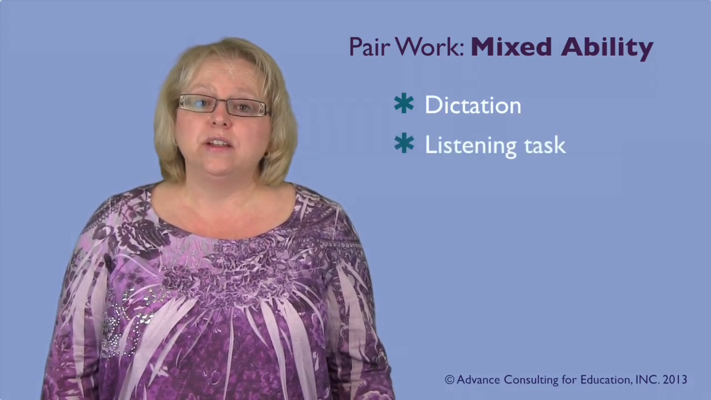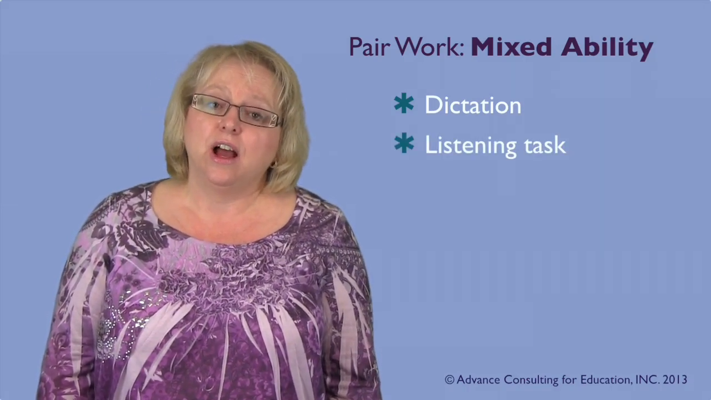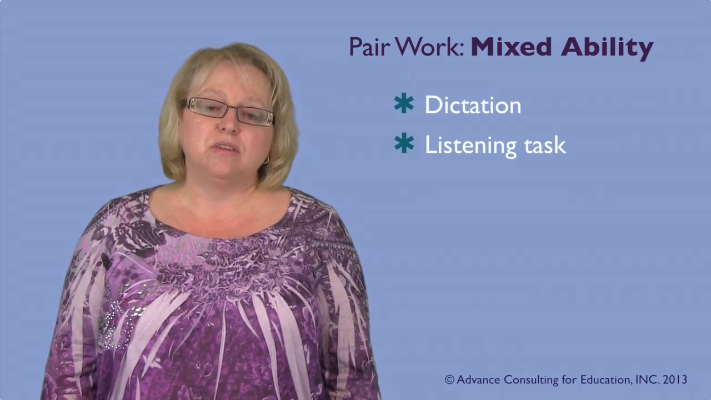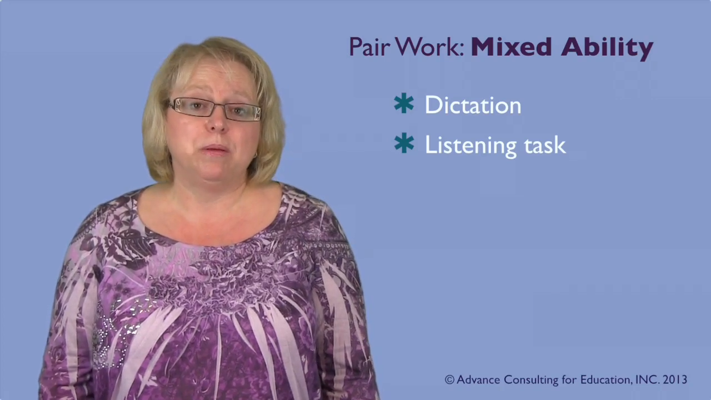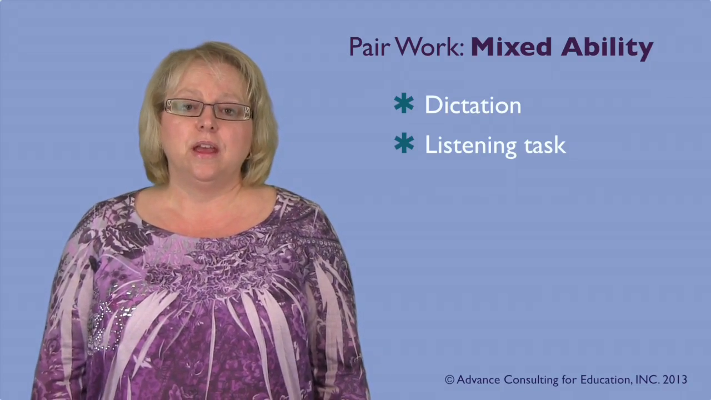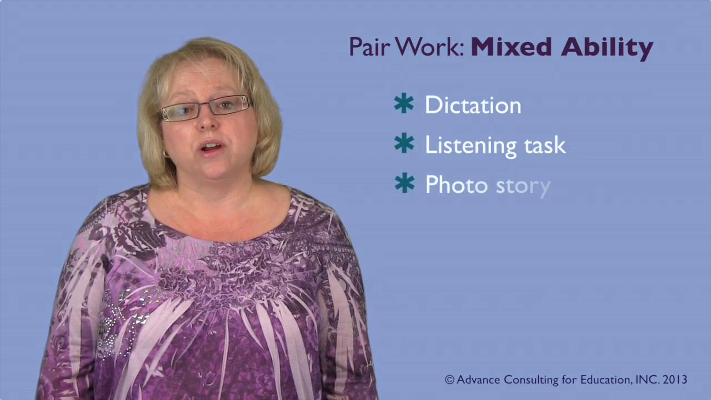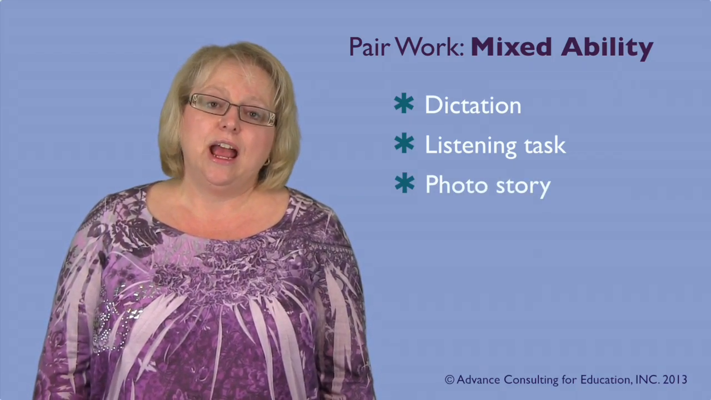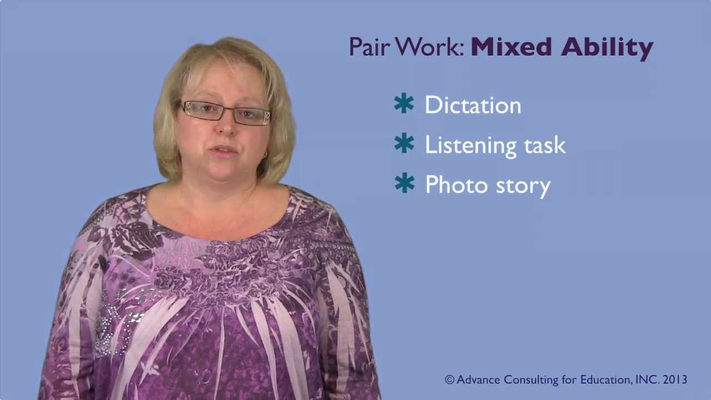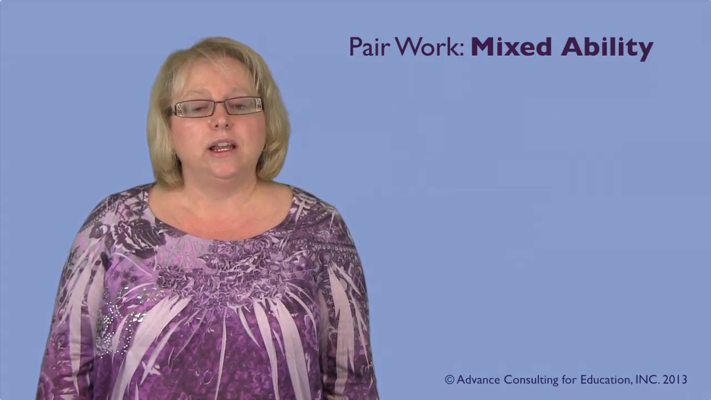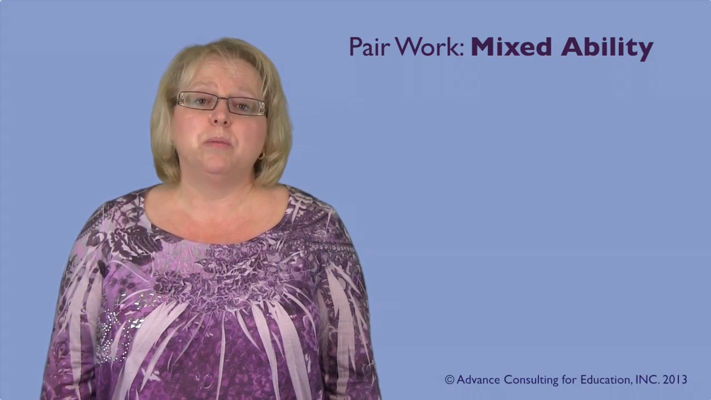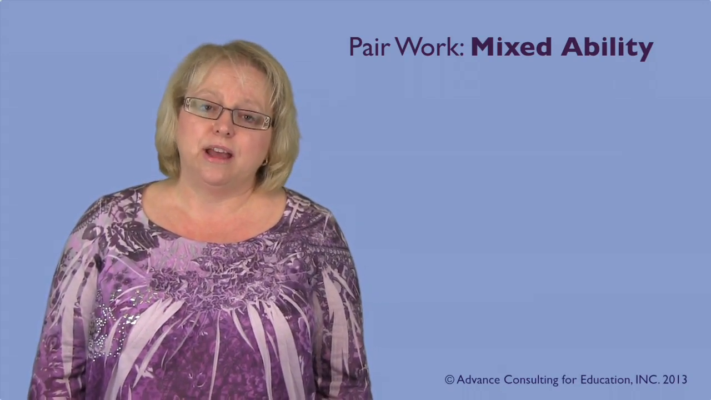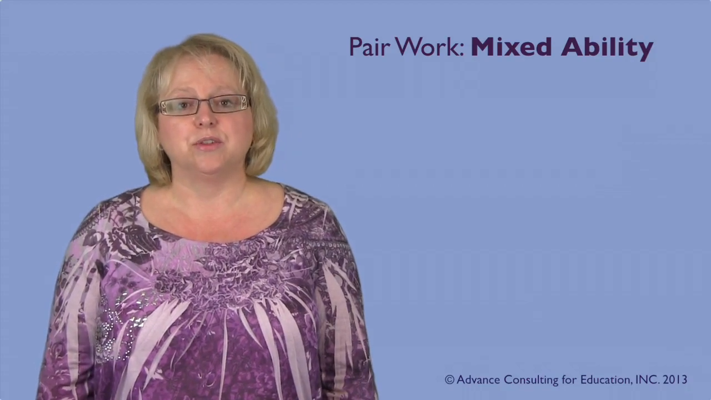Listening. Have one source for listening, and the higher level students would have to fill in the blanks with the words that they hear, whereas the lower level student would have the words written out and maybe match them with a picture. And another one would be a photo story. Have the lower level student tell the story based on the pictures, and the higher level student would write out the story. I'd like you to pause the video for a moment and think about your favorite activity that you would like to use and how you can accommodate that for pair work in a multi-level classroom.